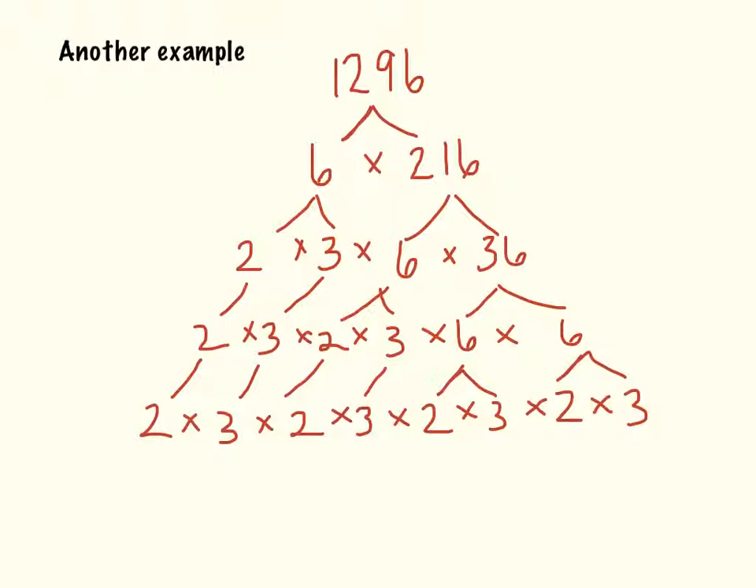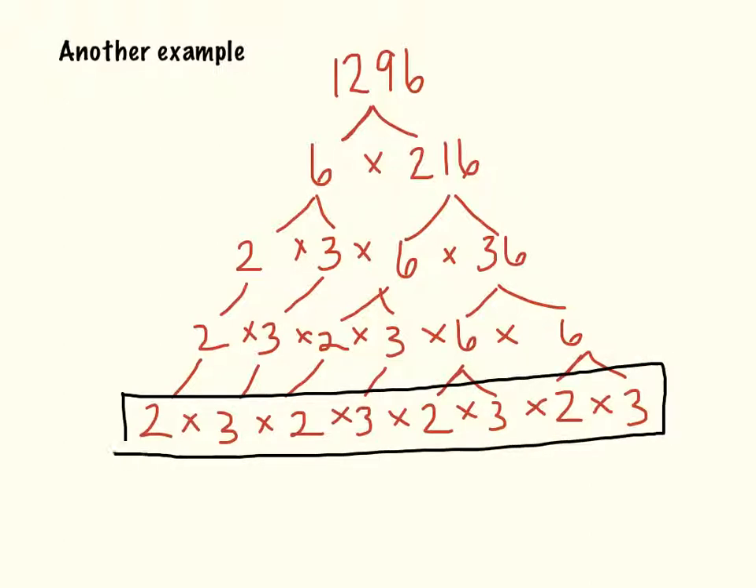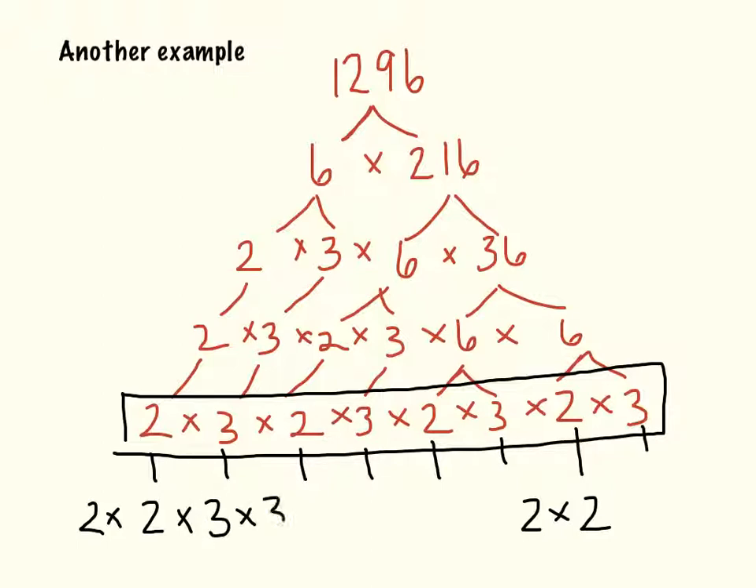As another example, I did 1,296, and we see down here at the bottom our prime factorization. I'm looking to put those numbers into two groups that are the same, and I notice that I have 1, 2, 3, 4 2's, so I would put 2 of them in each group. And then I have 1, 2, 3, 4 3's, and I would put 2 of those in each group.